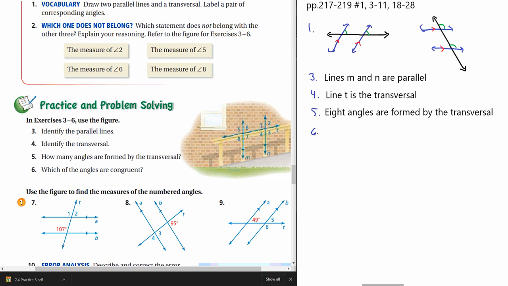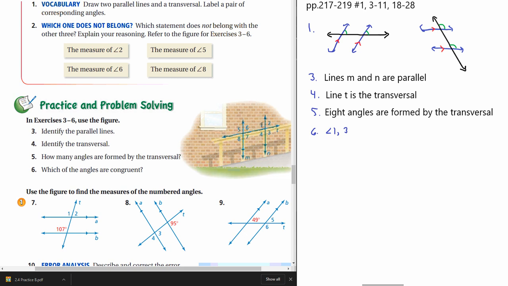So we've got the corresponding angles that I was saying already, 1 and 5, 2 and 6, 4 and 8, 3 and 7. Those are all corresponding, so they are congruent by definition. But we've got other ones that are congruent to those as well. So remember, vertical angles are also congruent. So angles 1 and 3 are congruent because they're vertical.